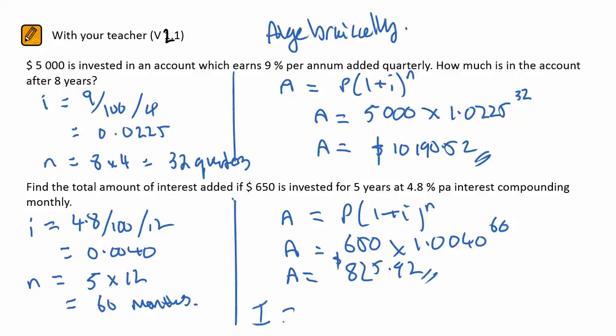The interest earned: $825.92, take that away from the $650 you invested, $175.92.